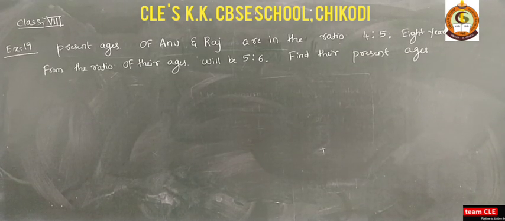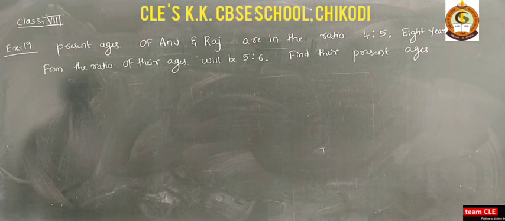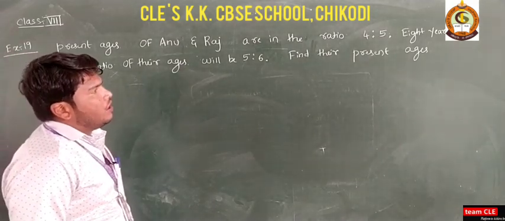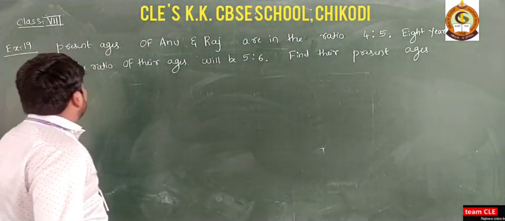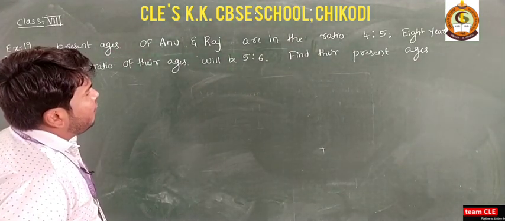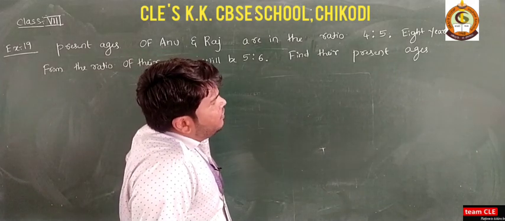Hello dear students, now welcome back to one more example from your textbook. That is example number 19, which says: present ages of Anu and Raj are in the ratio 4:5. 8 years from now, the ratio of their ages will be 5:6. Find their present ages.